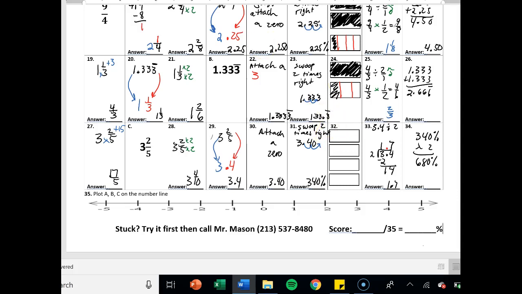You'll have 3 wholes and 2/5. Notice you don't always have to take half the fraction. I decided to take 3.4 divided by 2, which is 1.7. And then I've doubled 340%. Last thing, don't forget to plot A, B, and C on the number line there.